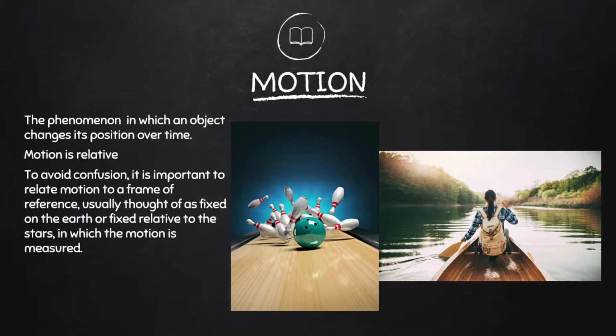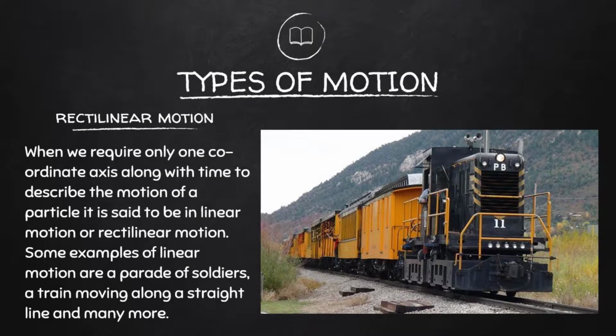There are basically three types of motion based on the consideration of the frame of reference. The first one is rectilinear motion. When we require only one coordinate axis along with time to describe the motion of a particle, it is said to be in linear motion or rectilinear motion. Some examples of linear motion are a parade of soldiers, a train moving along a straight line, and many more.